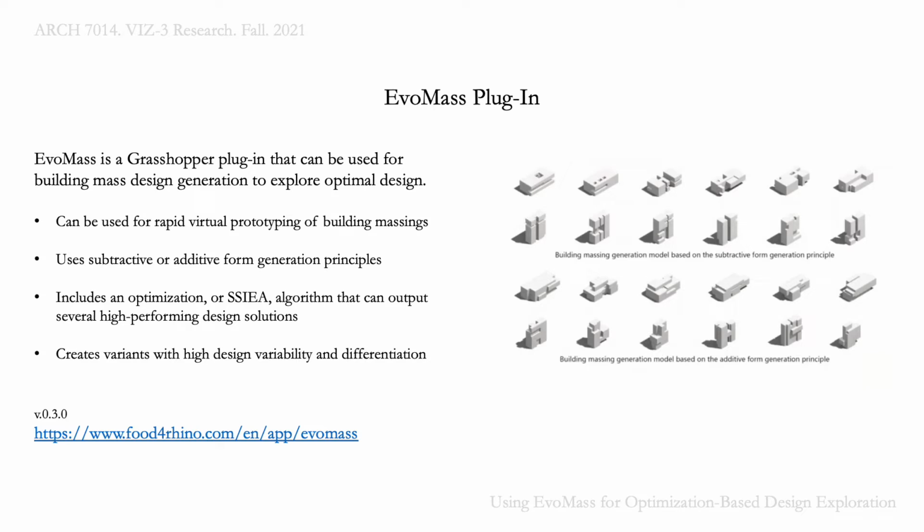Okay, so next, what is the EvoMass plugin? EvoMass is a Grasshopper plugin that can be used for building mass design generation to explore optimal design. So it can be used for rapid virtual prototyping of building massings. It uses subtractive or additive form generation principles.